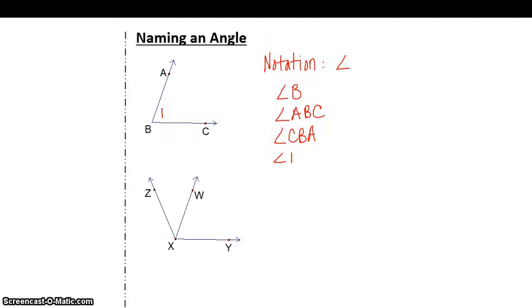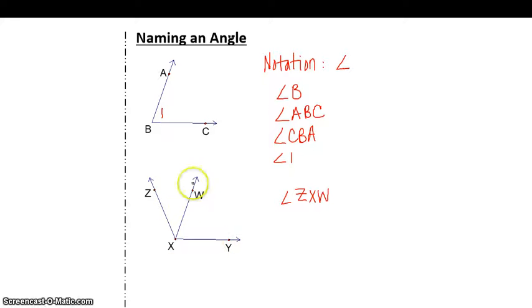Now, let's say they give you something like this. How many angles do you see in this picture? Hopefully you said 3, because there's an angle here, this angle right here. So we've got angle ZXW, or you could say WXZ. That's one angle right here.